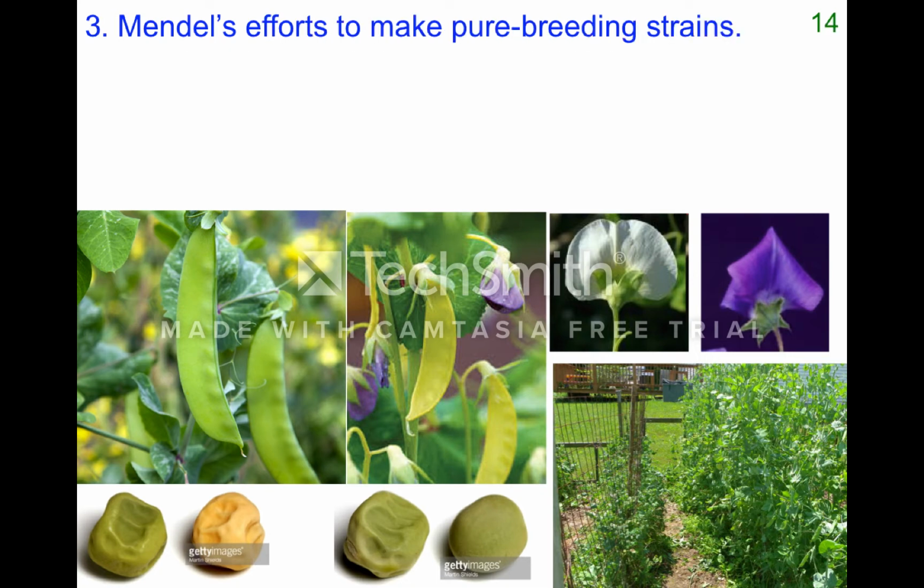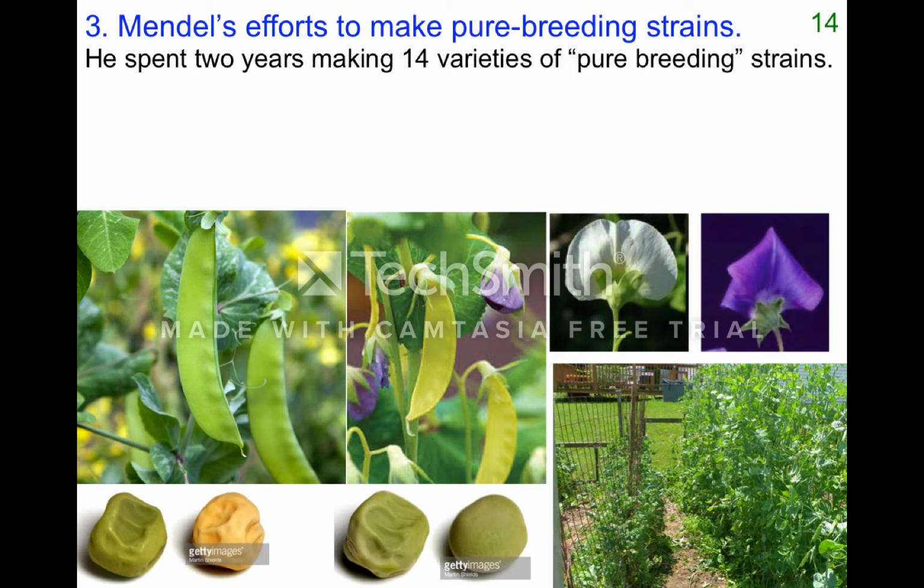Finally, another thing that made Mendel's experiments work really well was that he made pure breeding strains first. He spent 2 years making 14 different varieties of pure breeding strains, so 7 traits, 2 different types each. So 2 things I want you to discuss.